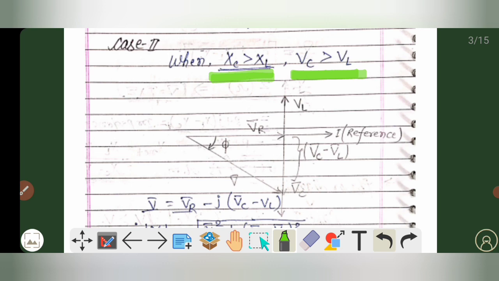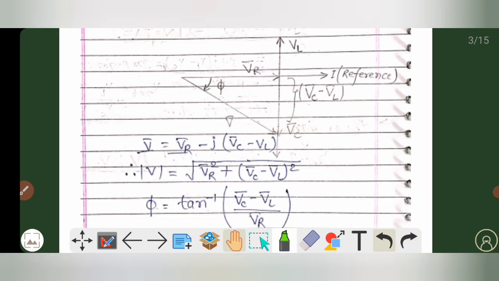Now my dear friends, if we consider this case, then our phasor diagram comes out to be something like this, as you can see here. In this figure, this is our VL and this is our VC, and this part is VL minus VC. This is VR and this is our equivalent voltage.